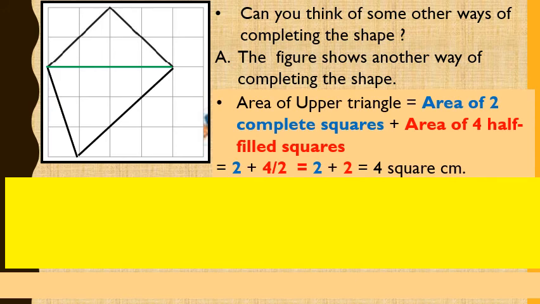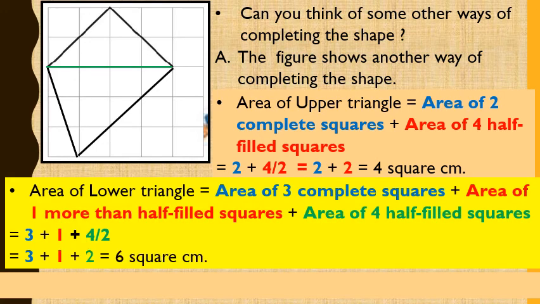Area of upper triangle is area of two complete squares plus area of 4 exactly half filled squares. Children, you know that 4 half filled squares make 2 full squares. So 2 plus 2 is 4. So area of upper triangle is 4 square centimeter. Now we will find the area of lower triangle.